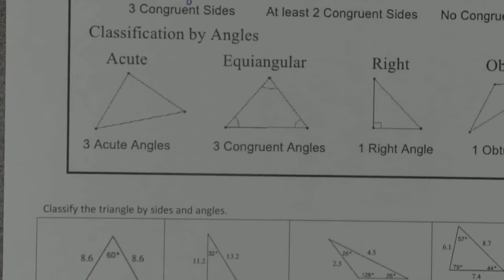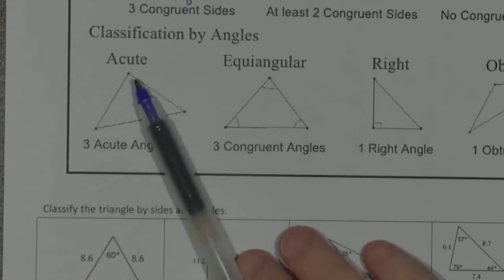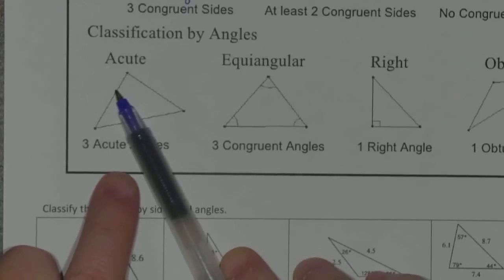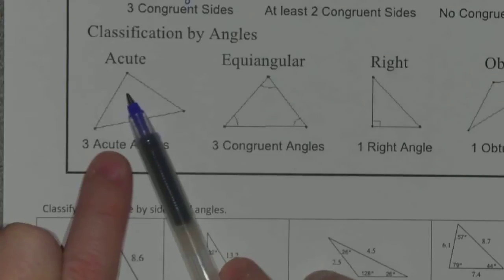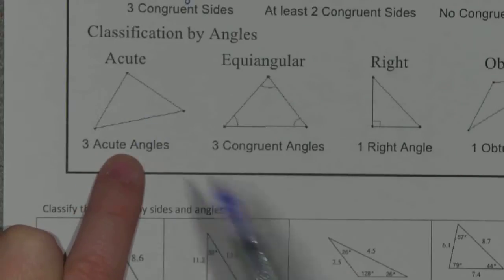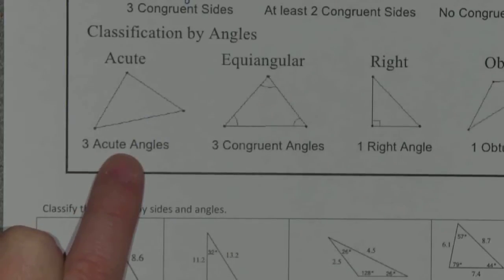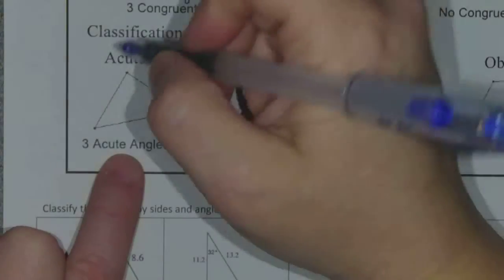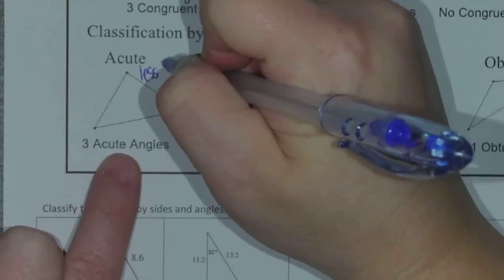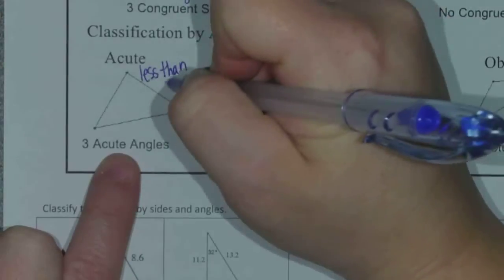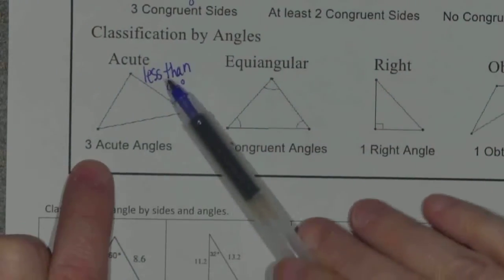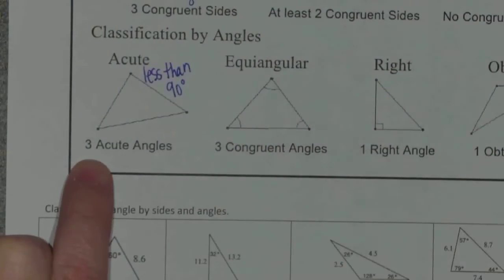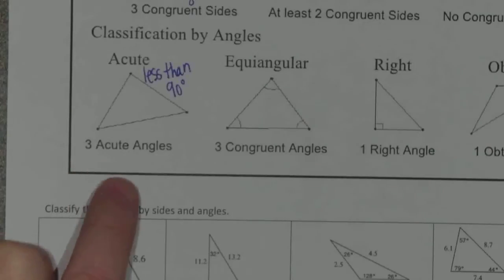All right, classification by the angles then. You guys actually listed acute as a triangle that you've heard of before on the bell work. Can anybody tell me what acute means? Small. Small, okay. How small? Smaller than 90 degrees. Smaller than 90 degrees. That's exactly the definition of acute, is less than 90 degrees, which means all three angles have to be less than 90 degrees. Okay?